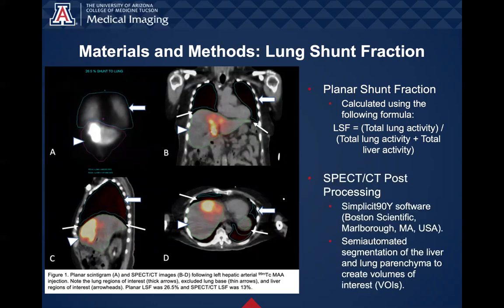The SPECT lung shunt fraction was calculated through quantitative assessment of the SPECT data, specifically semi-automated segmentation software of the liver and lung parenchyma was used to generate volumes of interest. These VOIs were then manually modified by the authors to increase accuracy, for instance, including a 1 to 2 centimeter exclusion region above the right hepatic dome to correct for respiratory motion.